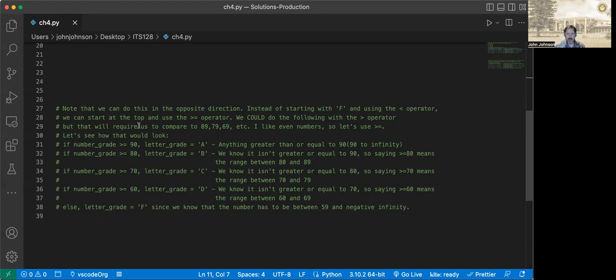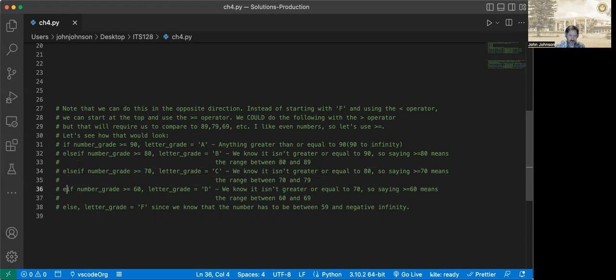So the pseudocode for this, and again, let me go in here and put in our little else ifs, because these are really else ifs and not ifs. The first one, we're going to say, if the number grade is greater than or equal to 90, the letter grade is going to be A. So basically, 90 to infinity, you're an A. We're not doing A pluses.